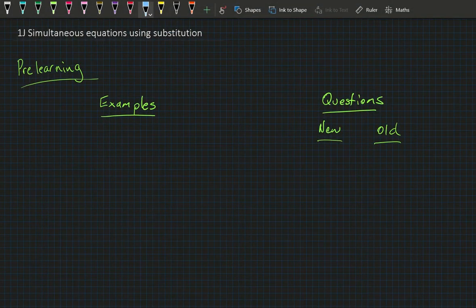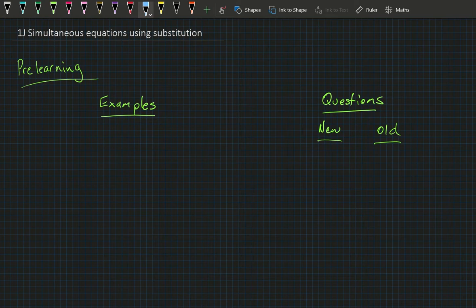Hi class, welcome to exercise 1J, simultaneous equations using substitution. In this lesson, we're going to put together all that we know about linear relations to learn about simultaneous equations. These are important skills in mathematics for both number problems and real-world applications.